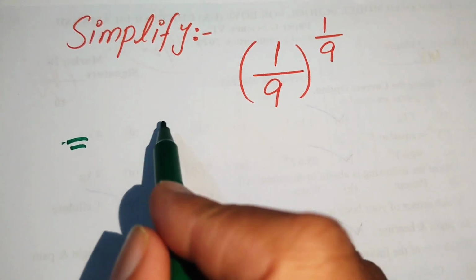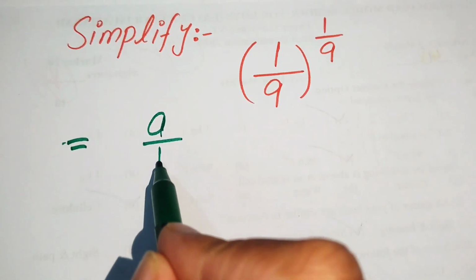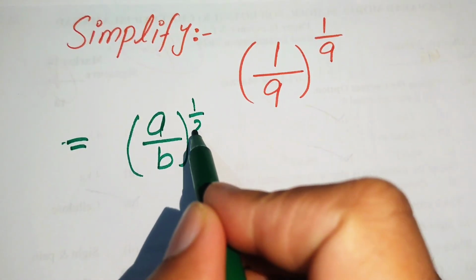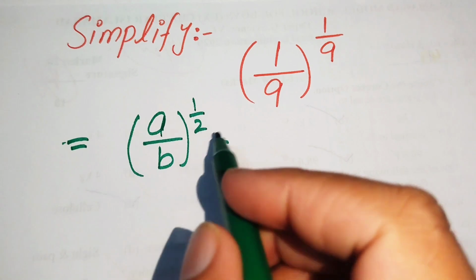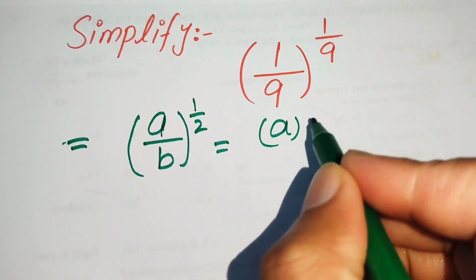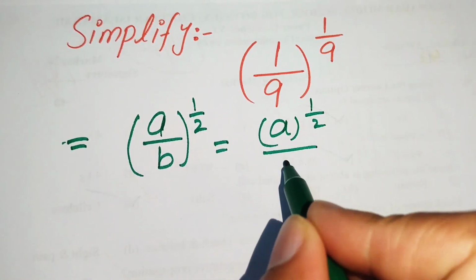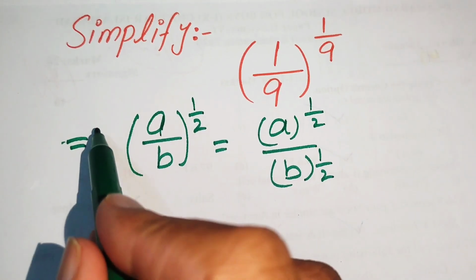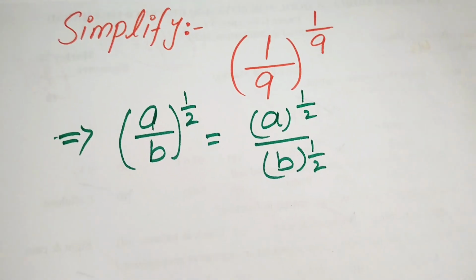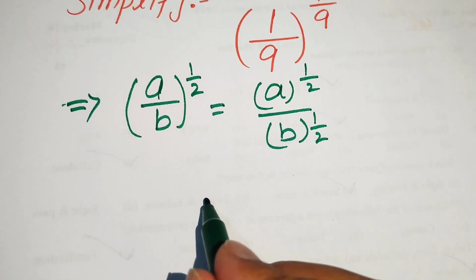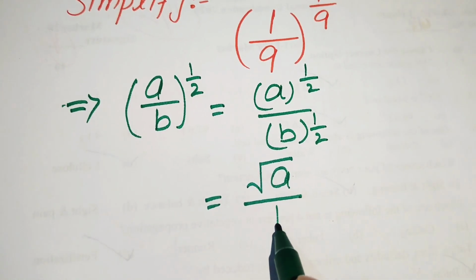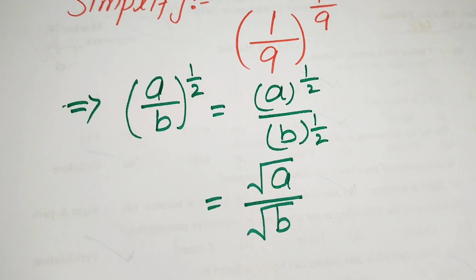If we have a over b and its whole power 1 over 2, we just write it as a to the power of 1 over 2 divided by b to the power of 1 over 2. So this is the exponential form, and we write this exponential form into the radical form. Its radical form is this one. We write it as square root of a over square root of b.